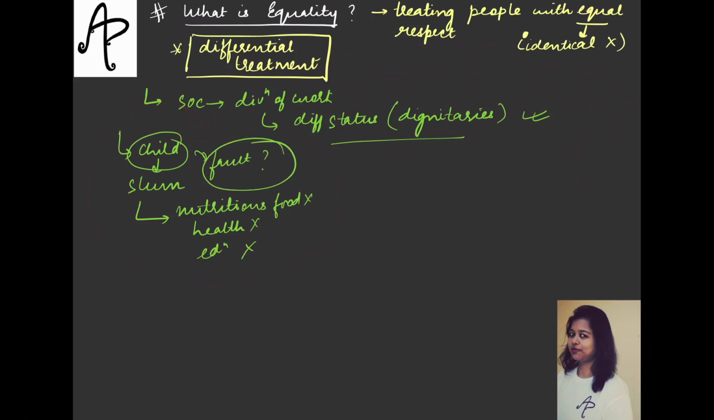So in this case, we will not accept this injustice or inequality. So I hope you're understanding that certain differential treatment we are accepting, certain we are not accepting. ठीक है, इसमें और भी चीज़ें आएंगी.